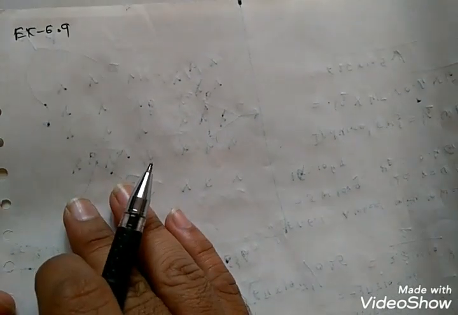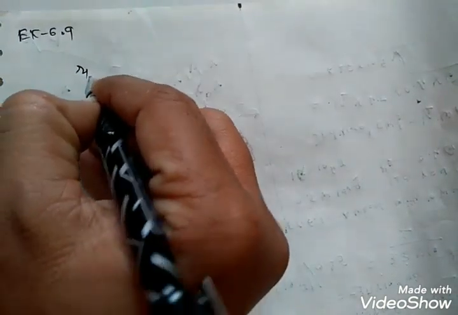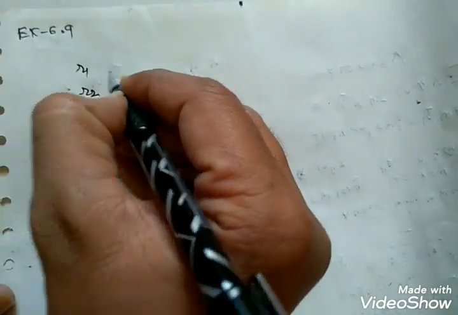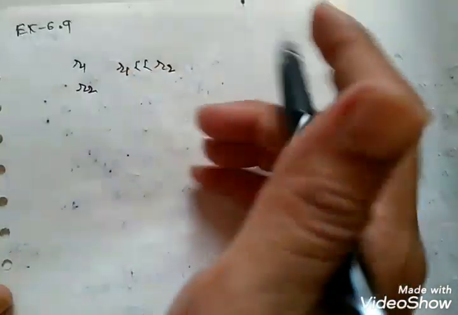Example 6.9. Two concentric circular coils, one of small radius R1 and the other, a large one, of radius R2. Here R1 is very small compared to R2, and they are placed coaxially with their centers coinciding. Obtain the mutual inductance of the arrangement. First, let a current I2 flow through the outer circular coil.